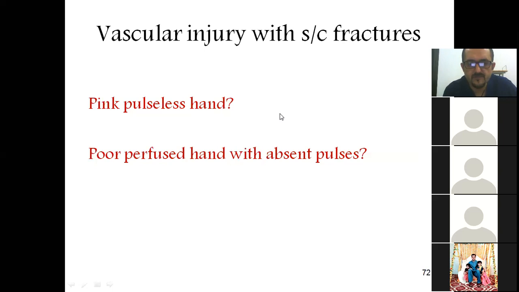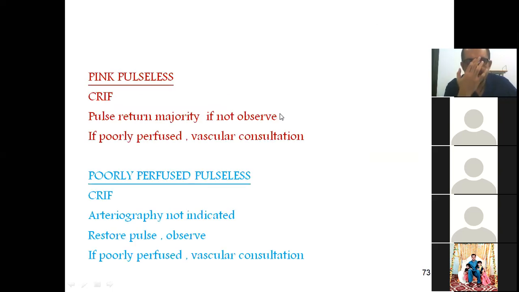So we have two types of hands. Pink pulseless hand: you do closed reduction till fixation. If the pulse returns, as in the majority of patients, fine; if not, you observe. If poorly perfused, you do a vascular consultation. For a poorly perfused pulseless hand, you again do closed reduction till fixation. Arteriography is never indicated at first. Restore pulses and observe. If still poorly perfused, do the vascular consultation and go on for angiogram. Did everybody understand?